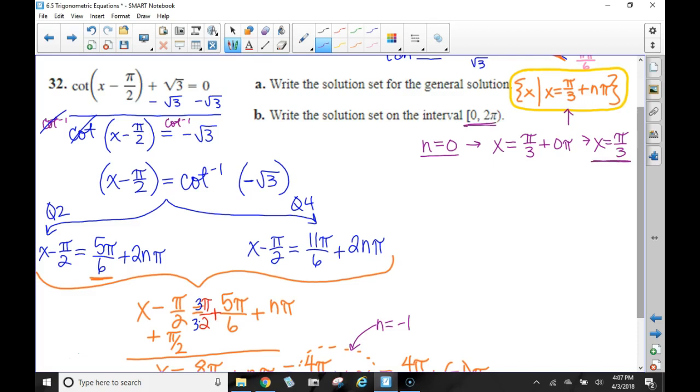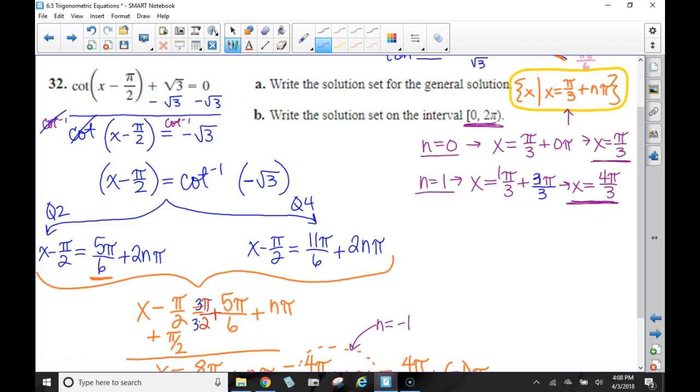And pi over 3 is in this interval. We need it. Now let's let n equal 1. If n is equal to 1, we have x is equal to pi over 3 plus 1 pi. We need to get a common denominator, so I'm going to rewrite that 1 pi as 3 pi over 3. So what we end up with there is x is equal to 1 pi over 3 plus 3 pi over 3 is 4 pi over 3. There that number is again.